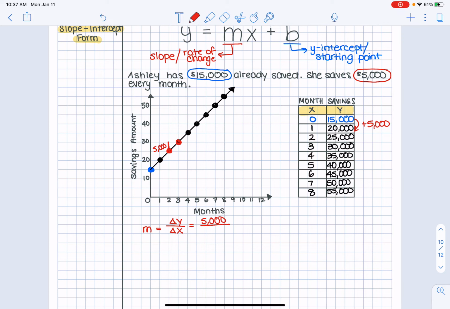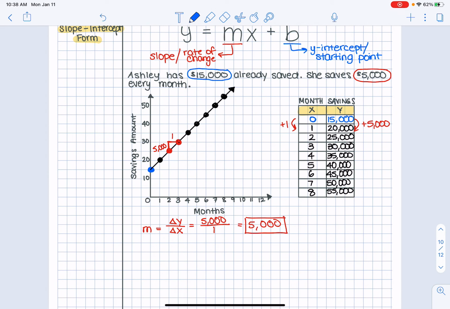And my change in x is just 1. So same thing here. My change in x is just 1. So I know my m, my slope, is 5,000. That's my rate of change, right? That is the rate per month that I am saving. My m, my slope, is 5,000.